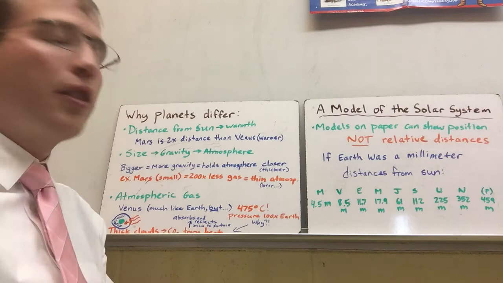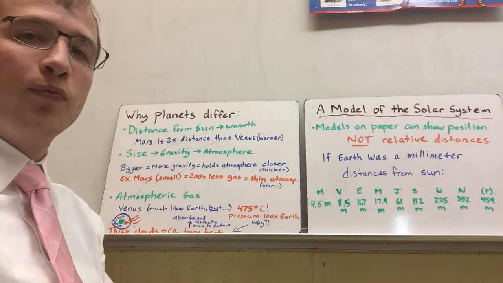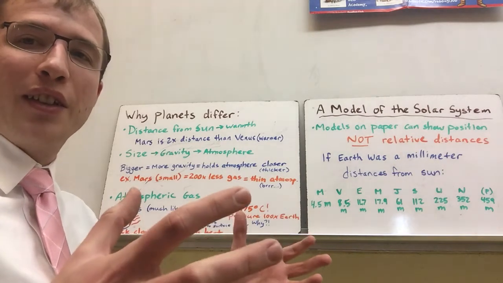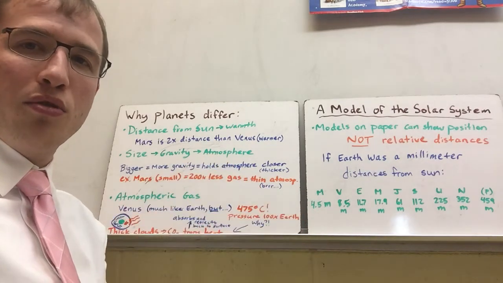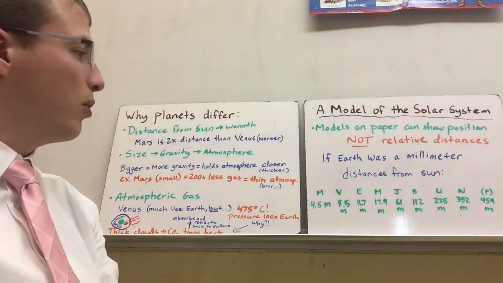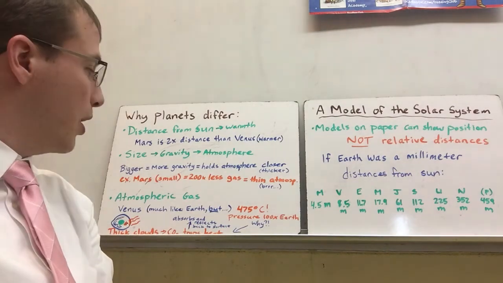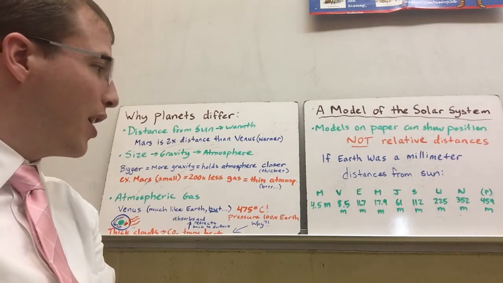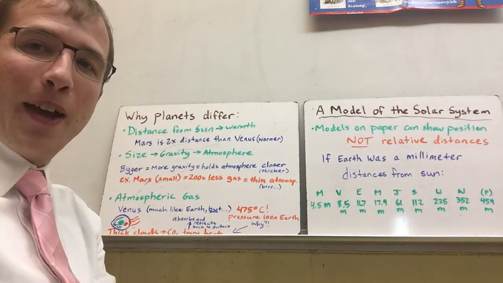So the size, if it's bigger, it's going to have more gravity. And more gravity means that the gases in the atmosphere are going to be tighter and thicker and closer to the planet. So if it's bigger, there's more gravity and it holds that atmosphere closer and it has a thicker atmosphere. So for example, Mars, which is really small, has 200 times less gas than Earth. Okay, that's really not a lot. And therefore it has a thin atmosphere.